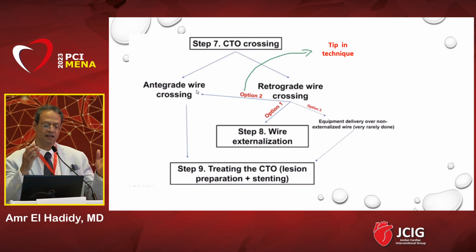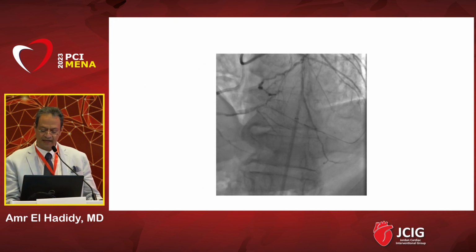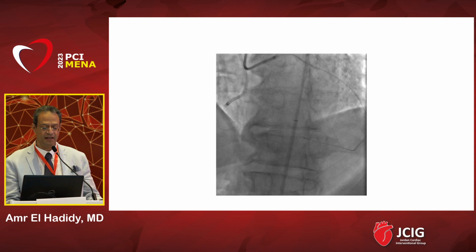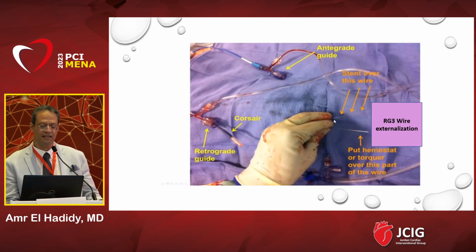One of the options is externalization, with the retrograde wire coming into the antegrade guiding, or you can do a tipping technique. If you look at how in this case we crossed this with the RG3, this is a long wire to cross, and this is how to do the RG3 wire externalization. So the wire is coming from the retrograde, and then we try to disconnect the antegrade, and then we try to see the RG3 coming from the antegrade guiding.